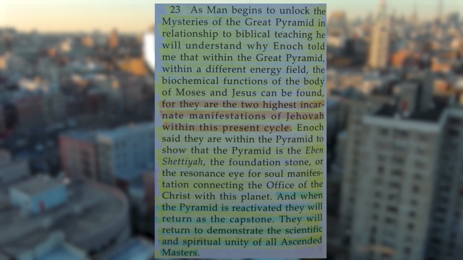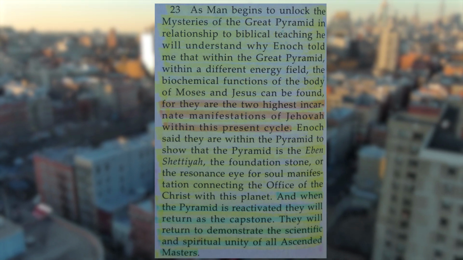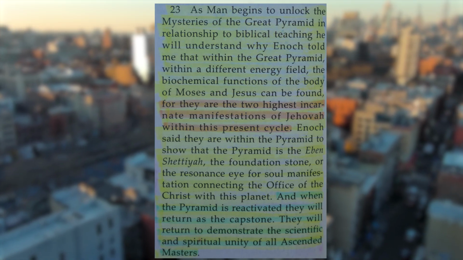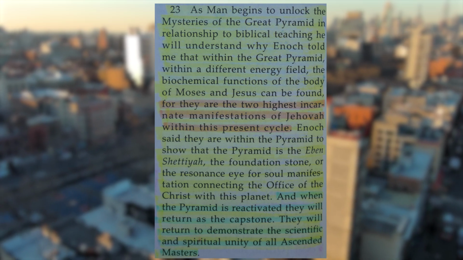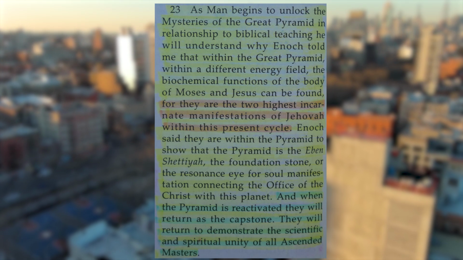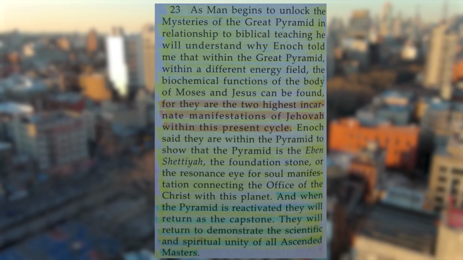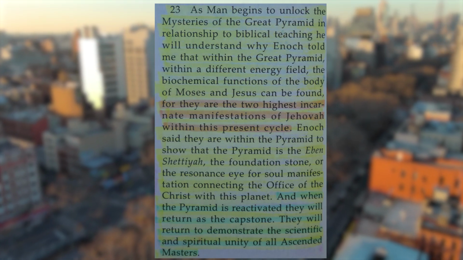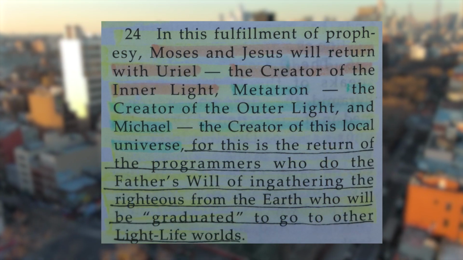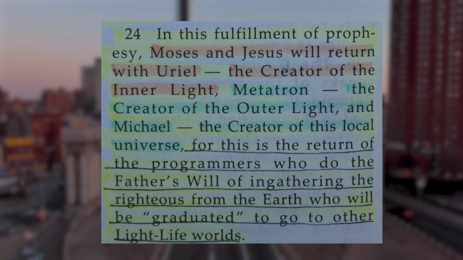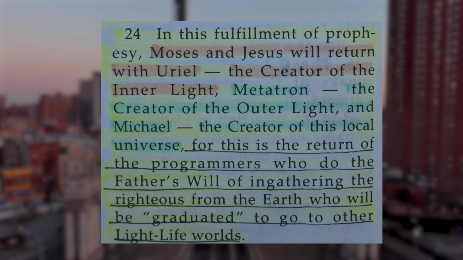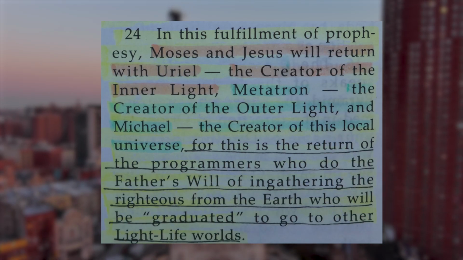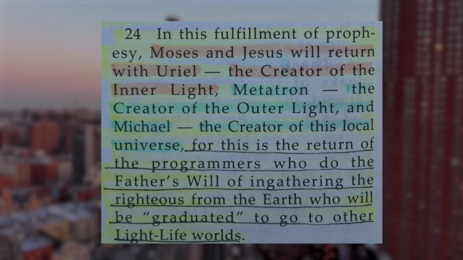Enoch said they are within the pyramid to show that the pyramid is the Eben Shettiyah, the foundation stone, or the resonance eye for soul manifestation, connecting the office of the Christ with this planet. And when the pyramid is reactivated, they will return as the capstone. They will return to demonstrate the scientific and spiritual unity of all ascended masters. In this fulfillment of prophecy, Moses and Joel will return with Uriel, the creator of the inner light, Metatron, the creator of the outer light, and Michael, the creator of this local universe.